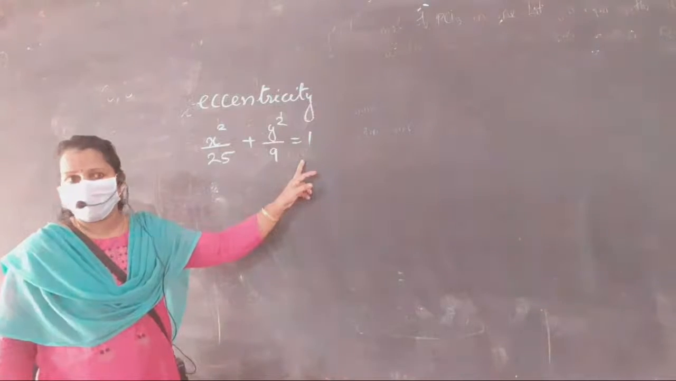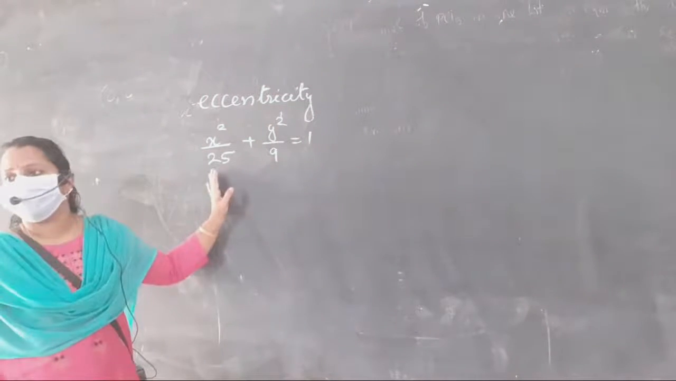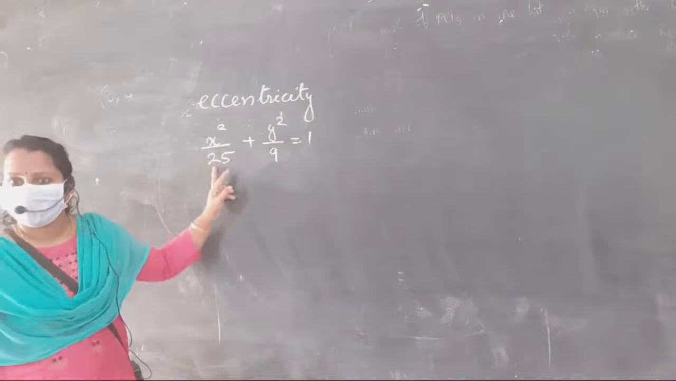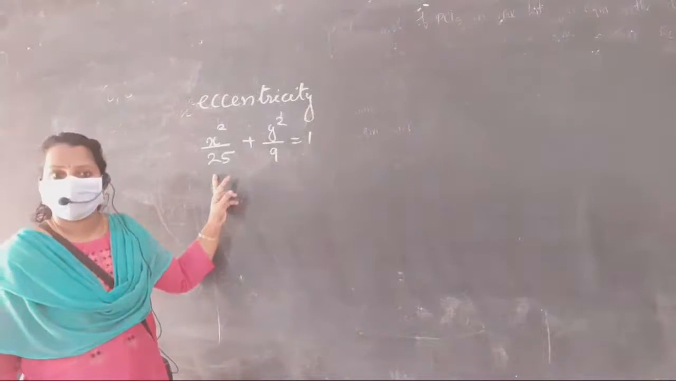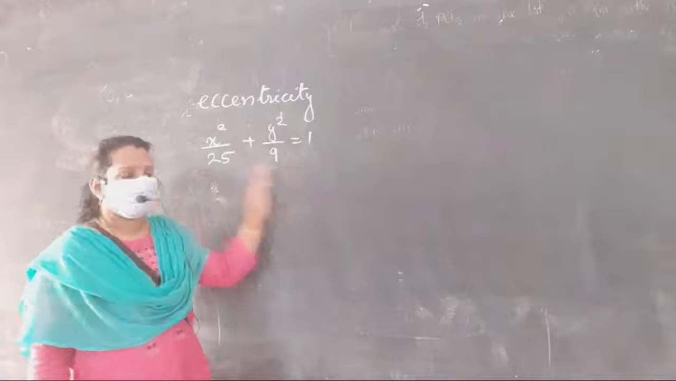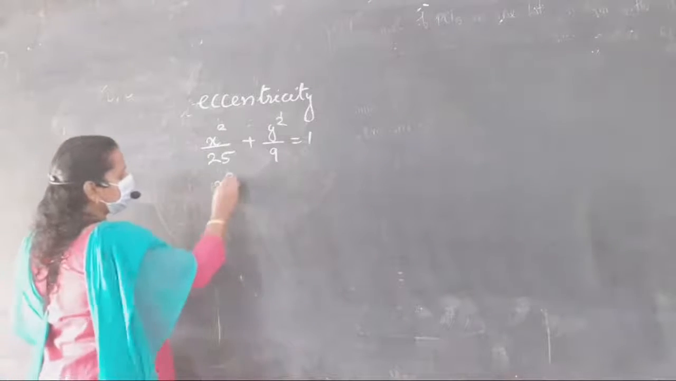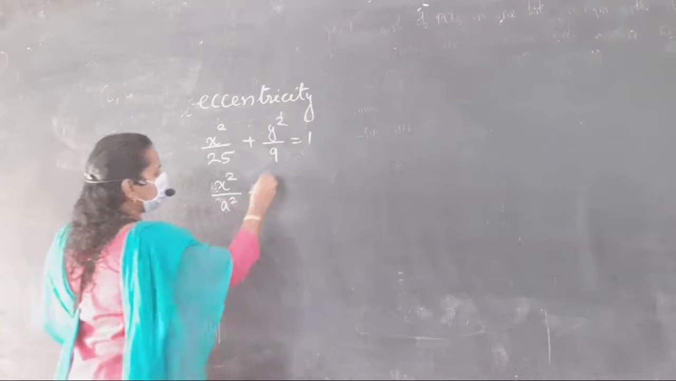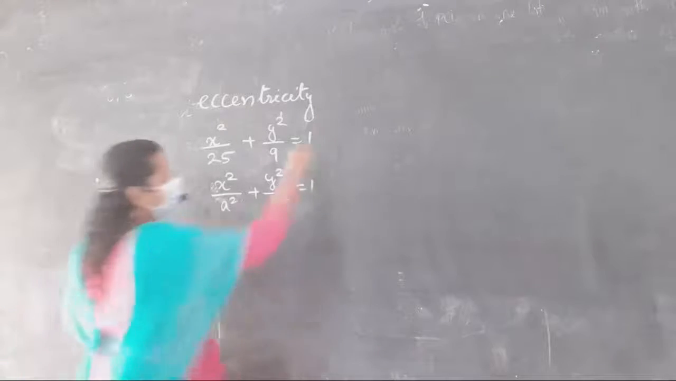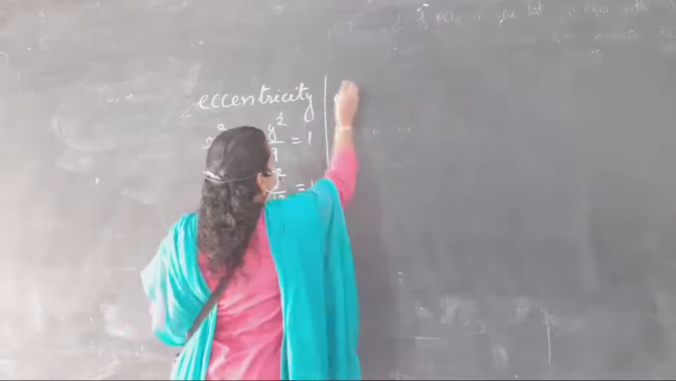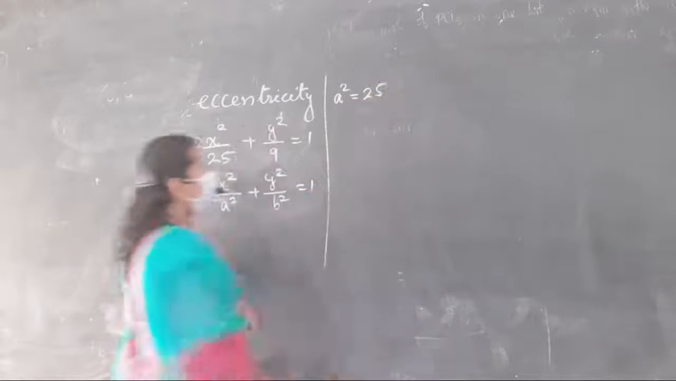Okay. ഇതിലേക്ക് ഏതാണ് കൂടുതൽ? x square താഴെയാണ് അല്ലേ? That means a square ഏതാണ്? 25. b square equal to 9. Okay, it's of the form x square by a square plus y square by b square equal to 1. From this, a square equal to 25.